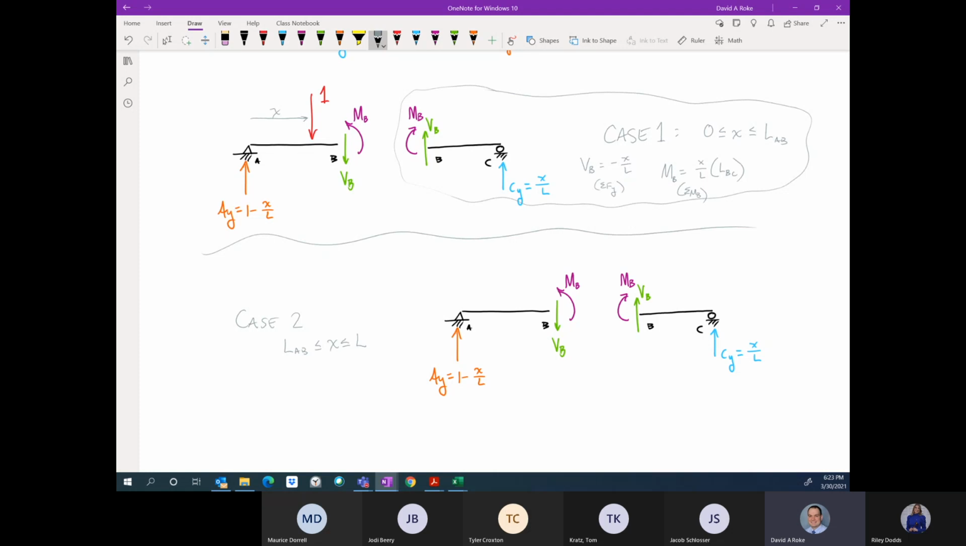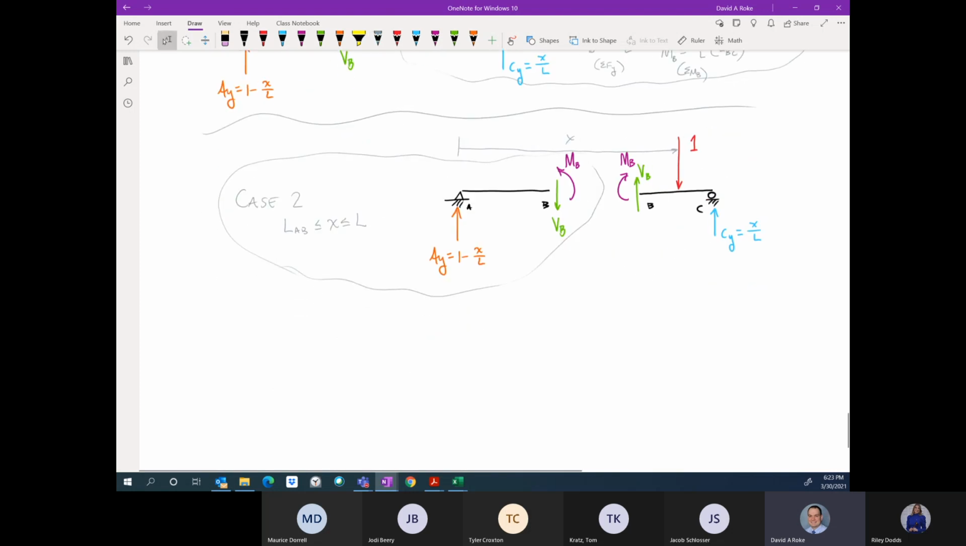Case 2, well, what I'm doing is I'm going to put my unit force over here, some distance x from the left end. And now here in case 2, well, I would want to use this free body diagram, and I can solve for VB and MB readily here. So this way you can draw your shear and moment influence lines, and your diagrams for these.